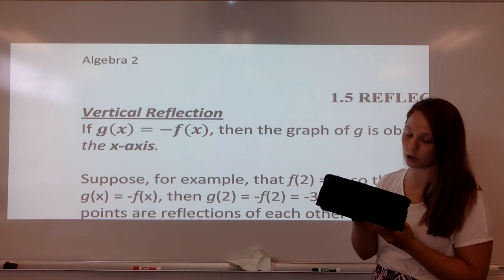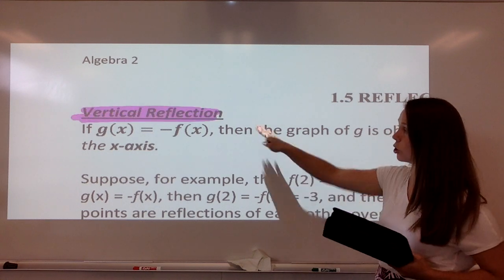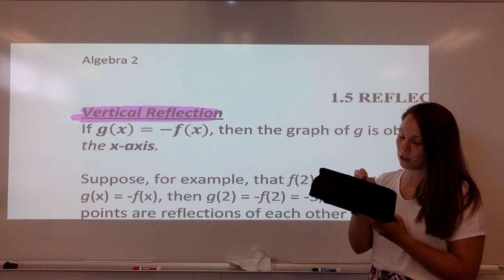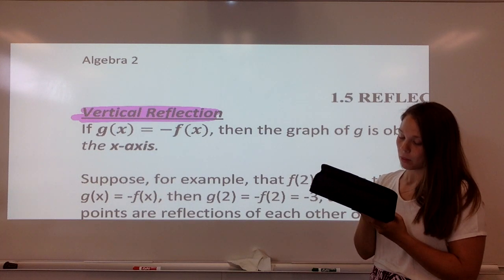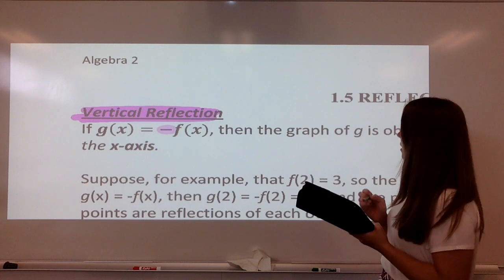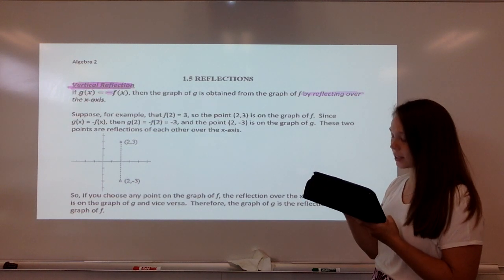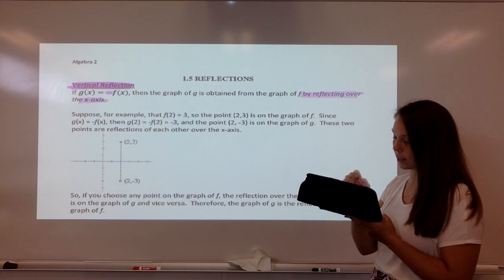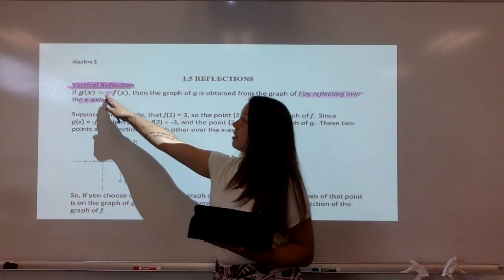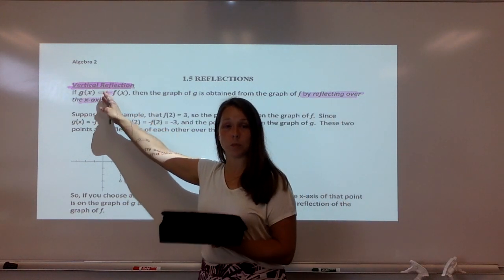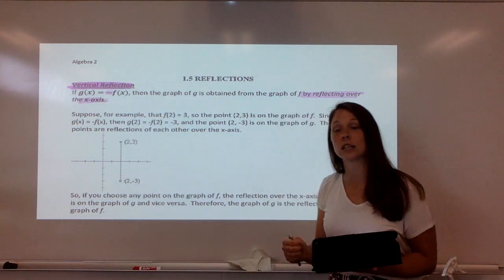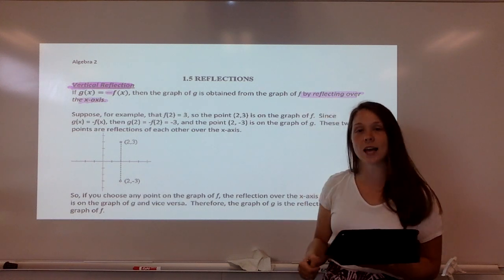This is the first thing you're going to want to highlight, vertical reflections. If g of x equals negative f of x, then the graph of g is obtained from the graph of f by reflecting over the x-axis. So if the negative is on the outside of any grouping symbol, which is then affecting the graph vertically, it's going to reflect it over the x-axis.